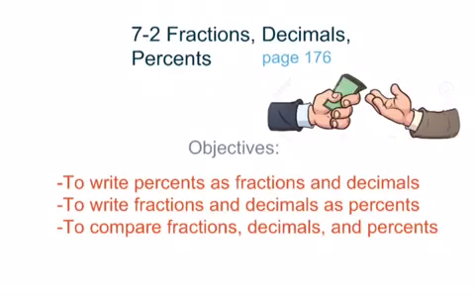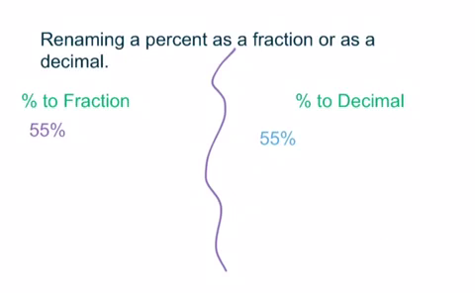We are on 7-2 in the green book, fractions, decimals, and percents, which is on page 176. The objectives here are to write percents as fractions and decimals, to write fractions and decimals as percents, and then to compare fractions, decimals, and percents. So right now we're going to rename a percent as a fraction or as a decimal.